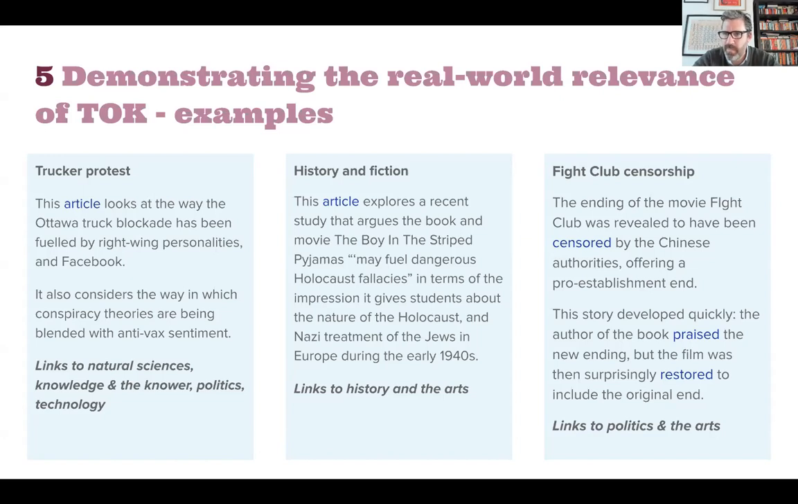He thought that was actually more appropriate than the original end, which made it quite an interesting story. But then, very surprisingly, the original end was restored to the film. So it was a lovely kind of story to develop, in front of our eyes. Great links to politics, to the arts, and just a fantastic story to be able to refer to if you're in a university interview, the kind of thing that you could discuss and show that you're connected to things going on in the world.